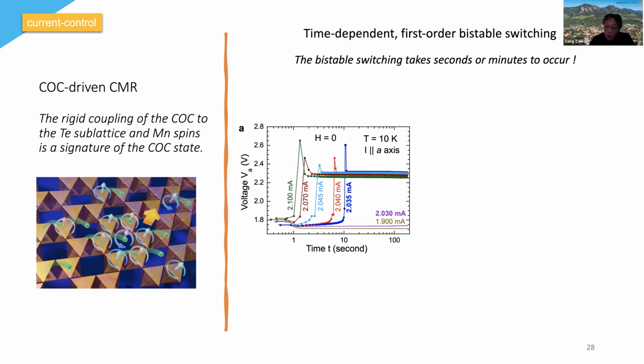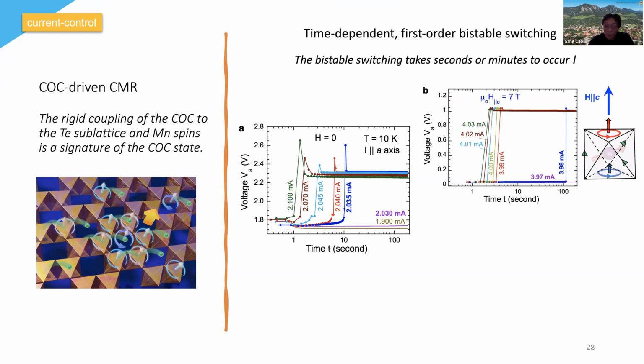So then again, we apply magnetic field. When we apply magnetic field here, for example, 7 Tesla, then this delay becomes even longer. So this is 10 seconds, whereas here it is almost 2 minutes.